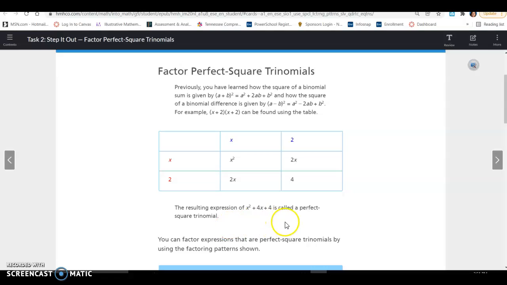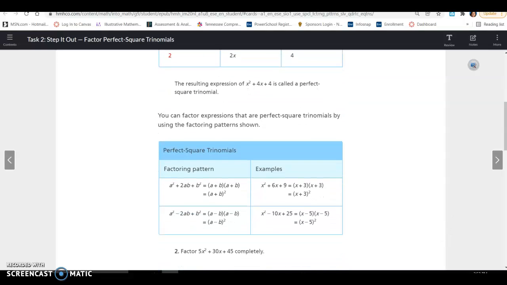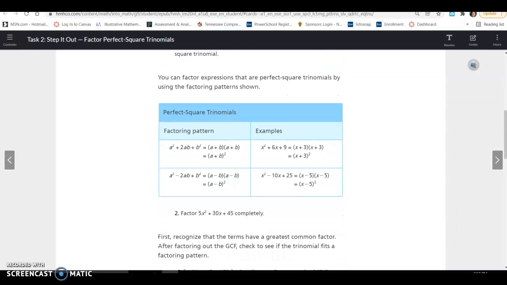All right, so this is called a perfect square trinomial, and the reason it's called a trinomial is because this is the trinomial, but it can be factored into a binomial squared. Okay, so a perfect square trinomial can be factored into a binomial squared. All right, so you can factor expressions that are perfect square trinomials by using the factoring patterns shown. All right, again, very important formulas. Here are some examples. I will definitely make sure these are in your notes.